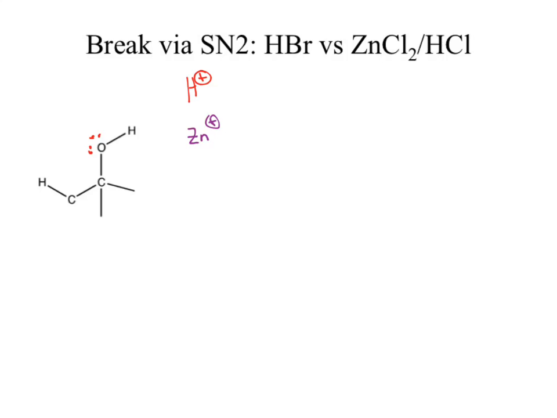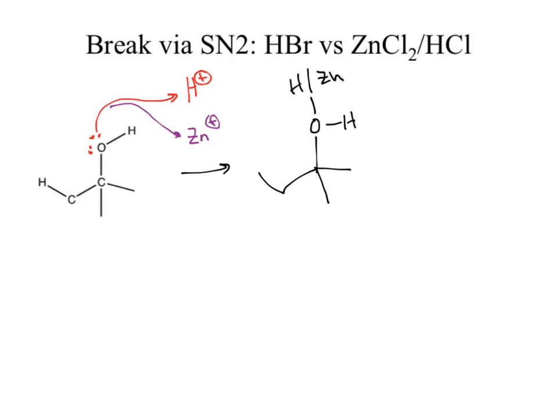Well, our oxygen can either share with our hydrogen or our zinc, and we can generate a good leaving group in both cases. That good leaving group, H or zinc, can then be pushed out by using our nucleophile, which will either be our bromide or our chloride ions.